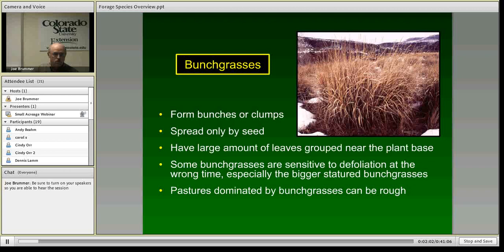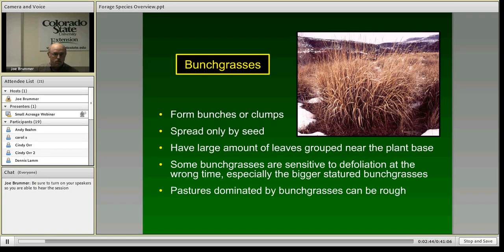So again, just a couple of definitions to get started. Bunch grasses, very common growth form for grasses. These grow in basically, just like the name implies, big bunches or clumps. They're going to spread only by seed, and they tend to have a very large amount of leaf area that's grouped near the plant base. In the picture here is one of my favorite grasses, Great Basin wild rye. Grows native, again, as the name implies, throughout the Great Basin of the West. This particular plant that you see in the picture was probably 4 to 5 feet in diameter. Again, that's one plant, one big old bunch.